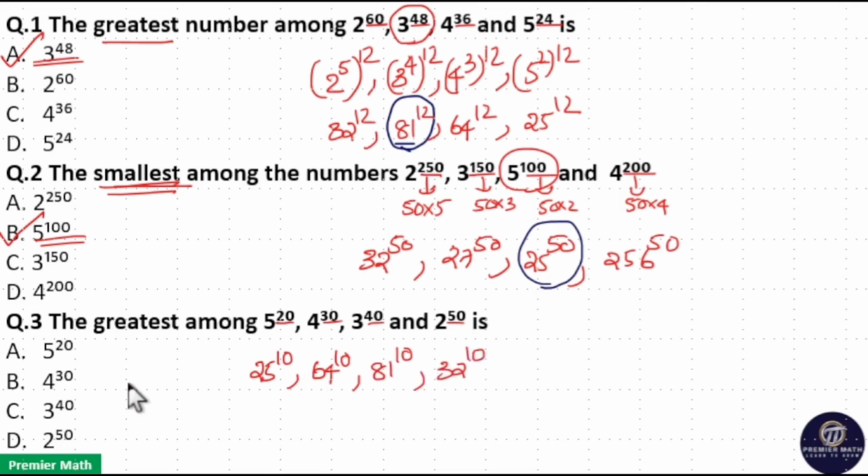Now all the powers are equal. Check for the greatest base. Here greatest base is 81. So 81 raised to 10 means 3 raised to 40 is the greatest number. Option C is your answer.